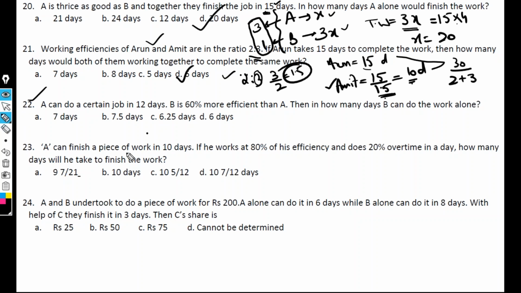So here again, it's quite simple. If A can do a job in 12 days and B is 60% more efficient, it gives us a multiplying factor of 1.6. So B is 1.6 times as efficient as A. This will be the time taken by B to complete the work, which comes out to be 12 upon 16 into 10. So 4 into 3 is 12, 4 into 4 is 16, 2 into 2 is 4, 2 into 5 is 10, 15 by 2 is 7.5 days.